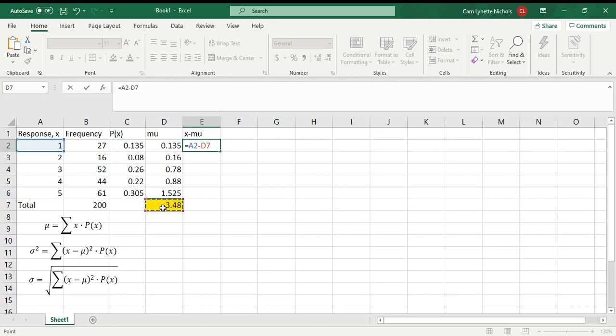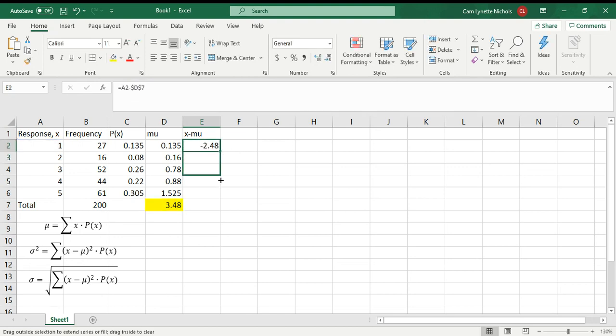Okay, now remember the mean of the problem is 3.48. And as I showed you in an earlier video, if you put dollar signs around that, it will not move. The other way is you could just do your cell referencing for x and then minus 3.48 in this case. I'm going to go ahead and drag down.